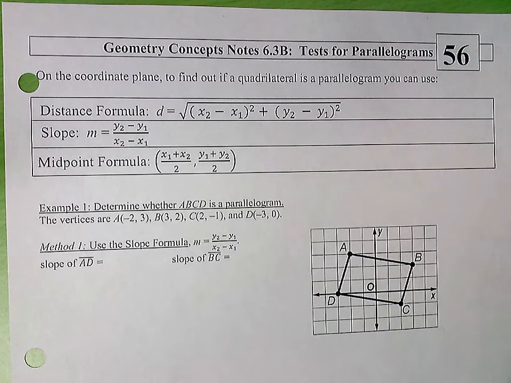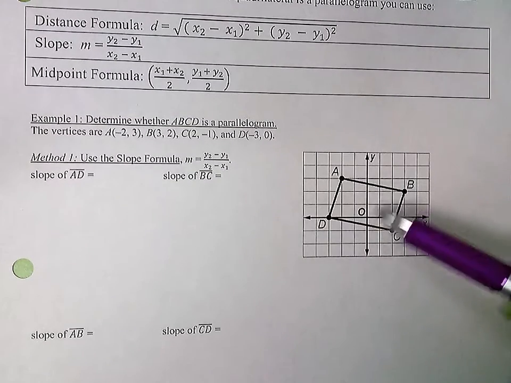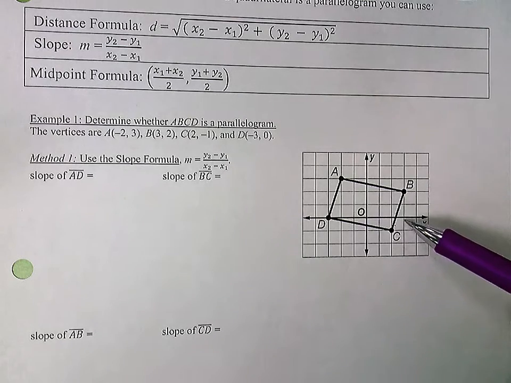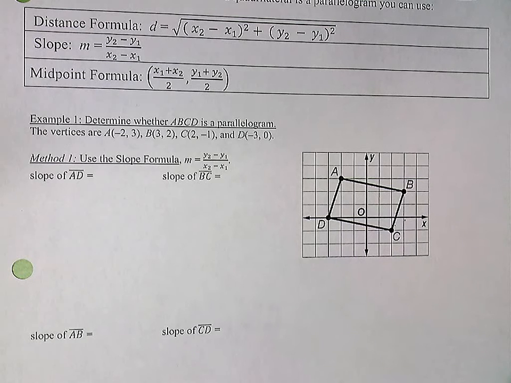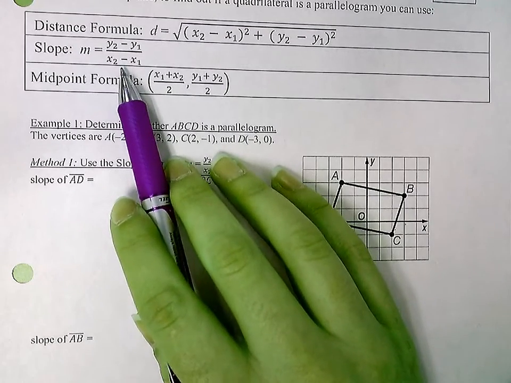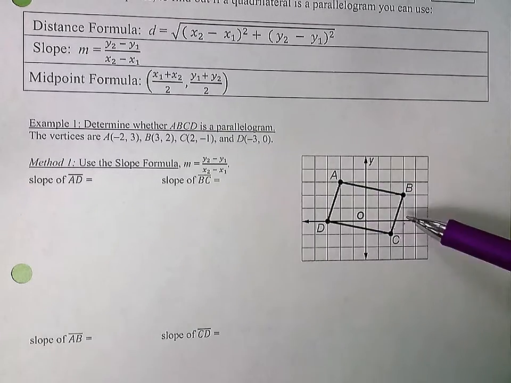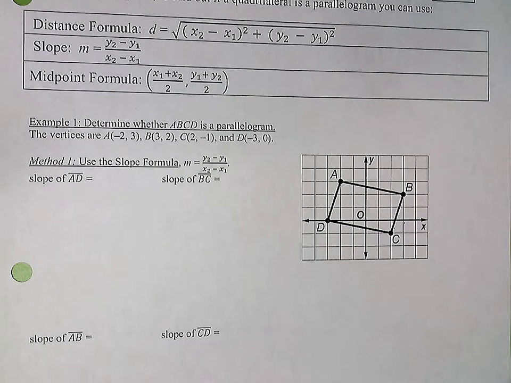Okay? So by using the distance formula, what we want to do is find the length of the sides of our quadrilateral, and we want to compare the sides opposite each other. If they're equal, then it is a parallelogram. If they're not, then it's not a parallelogram. With our slope, we're going to do the same thing. We're going to find the slope of each side, okay? And if our opposite side slopes are the same, then it is a parallelogram, okay?